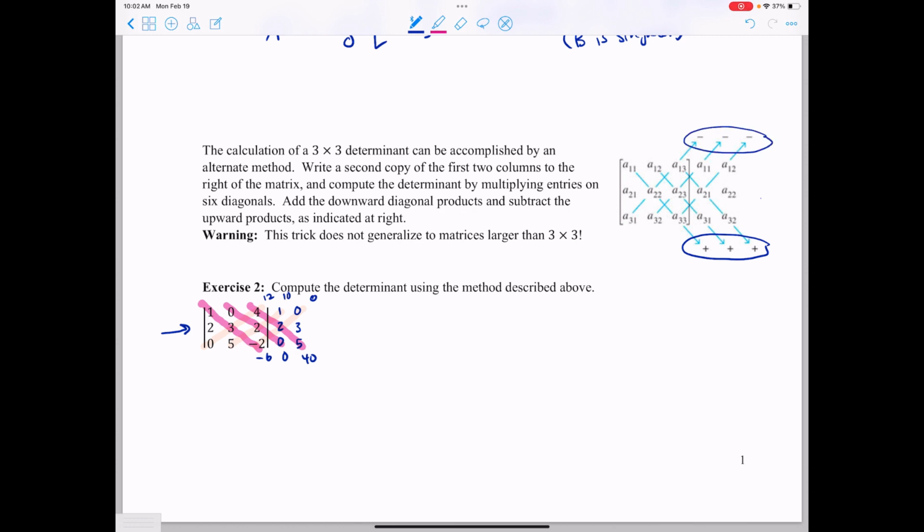So I can think of this as -12 minus 10 minus 0 plus -6 plus 0 plus 40. So all of those negatives, -12, -22, -28, plus 40 gives me 12. So the determinant of that matrix is 12. And because the determinant is not 0, I know that matrix has an inverse.